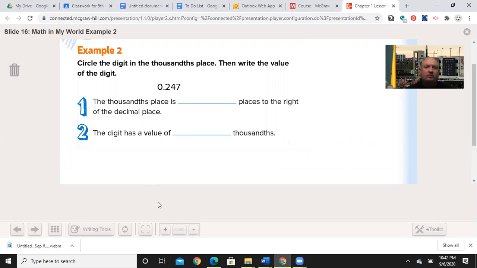Circle the digit in the thousandths place, then write the value of the digit. So let me get my annotation tool here. Let's count here. Tenths, hundredths, thousandths. The thousandths place is 3 places to the right of the decimal. Well, it's 3. I can count them. Tenths, hundredths, thousandths. So the digit has a value of 7 thousandths. So I would read it: 2 tenths, 4 hundredths, 7 thousandths.